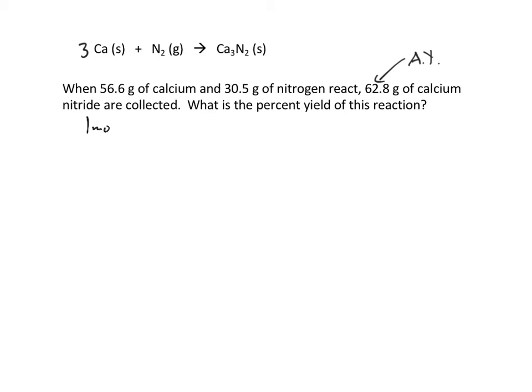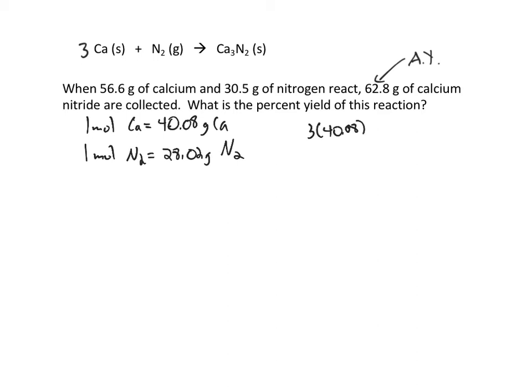Right, so the molar mass of calcium, I can just look that up. So 1 mole of calcium, 40.08 grams of calcium. N2, 2 times 14.01, so 1 mole of N2 is 28.02. And then calcium nitride, I do not know off the top of my head, so I'll do 3 times 40.08, plus 2 times 14.01. When I do that, I get 148.26.